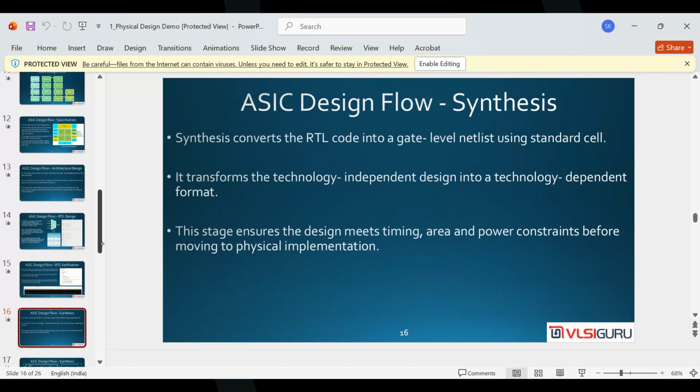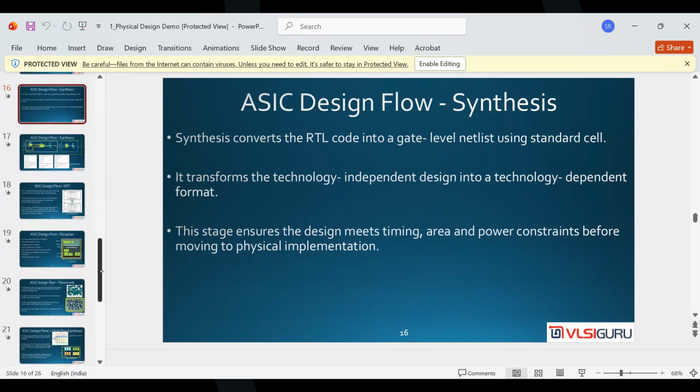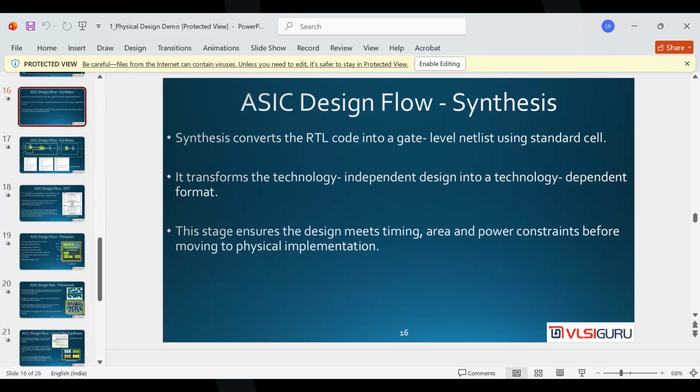Once logical and functionality is checked for your design, then it will move to the synthesis stage. Now, what is the synthesis stage? Synthesis usually converts your RTL code into a gate level netlist using standard cells, right? Why do we need to convert from RTL code to a gate level netlist using standard cells? RTL code, as I said, has no physical information. If there is no physical information, how will you start physical design?